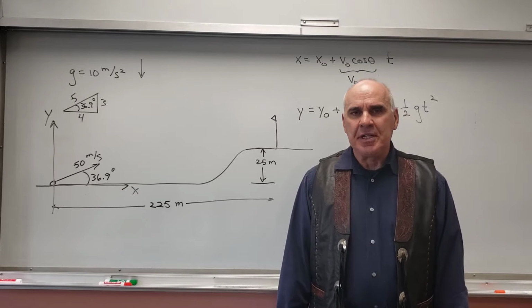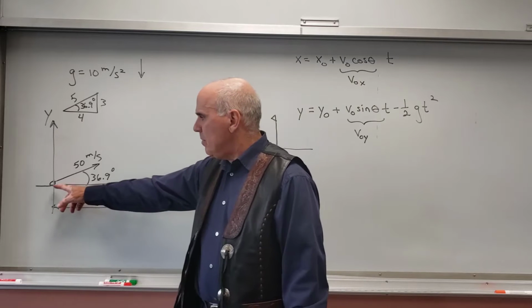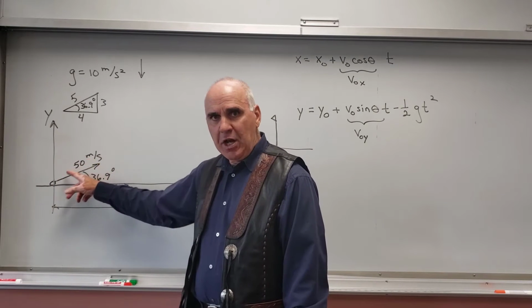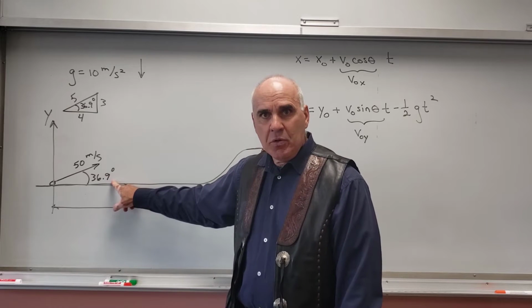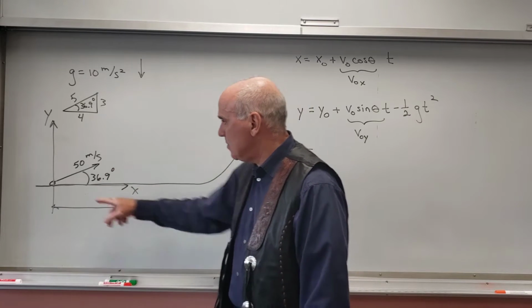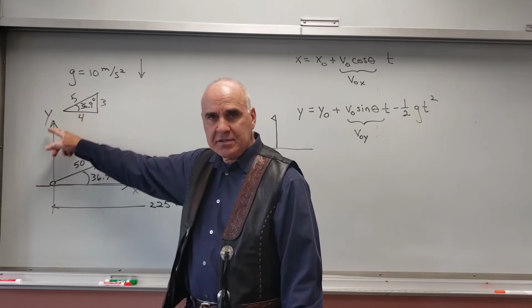Hey everyone, let's take a look at a projectile motion problem. What I've got here is a golf ball being hit at 50 meters per second off the tee, and the angle is 36.9 degrees above the horizontal, above the positive x-axis. And you'll see I've designated the positive x-axis here and the positive y-axis there.